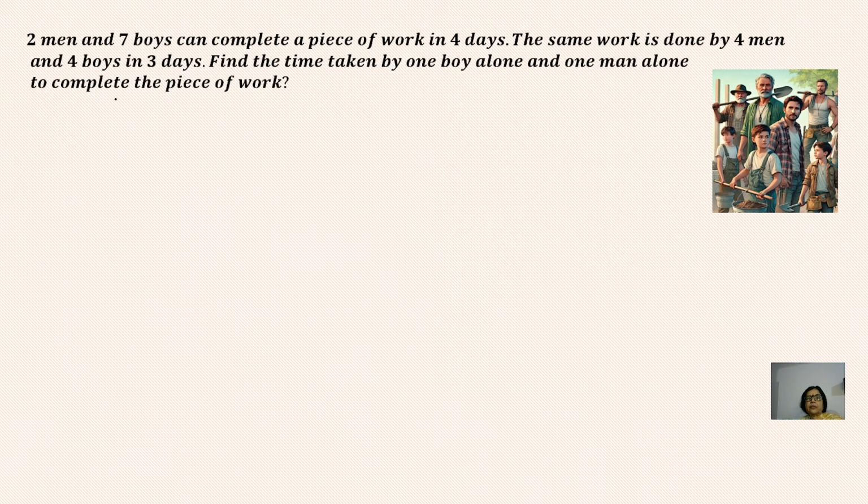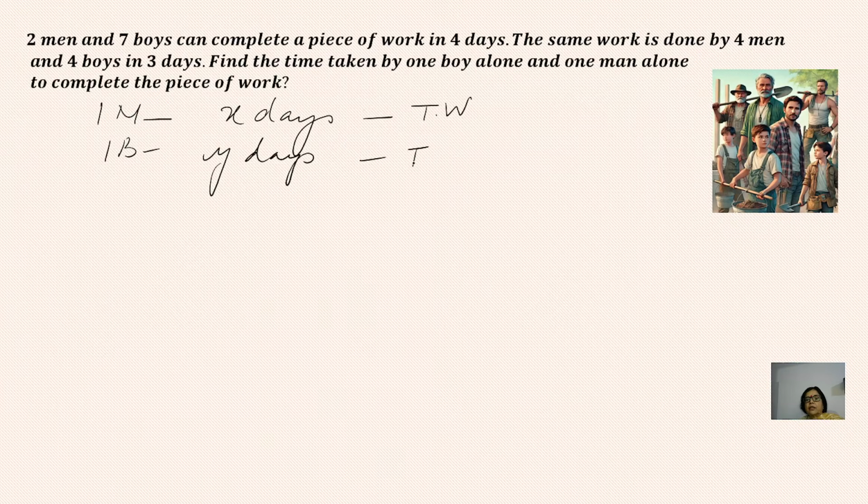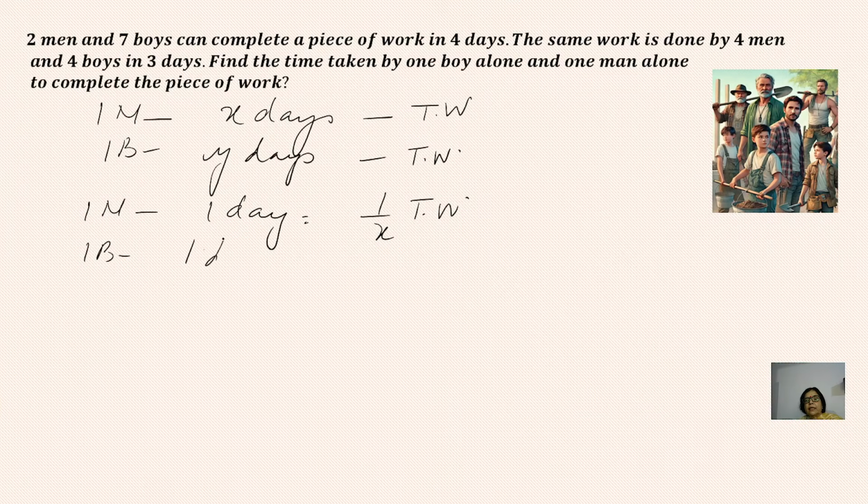So let's assume that one man, if he is doing the whole work, takes x days to complete the total work, and one boy takes y days to complete the total work. Here they are working independently. So now in the first setting we have 2 men and 7 boys can complete a piece of work in 4 days. If one man takes x days to complete the total work, then one man in 1 day will be doing 1 by x of the total work, and one boy in 1 day will be doing 1 by y of the total work.